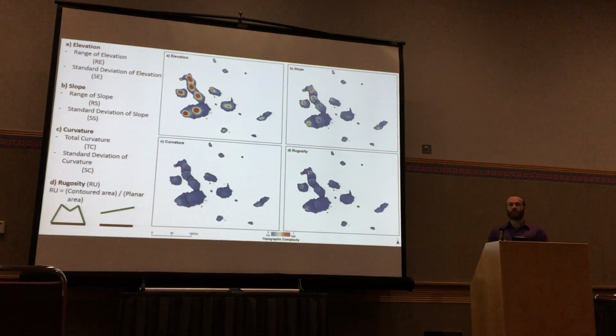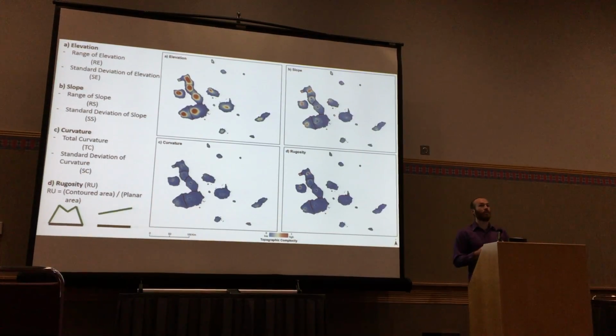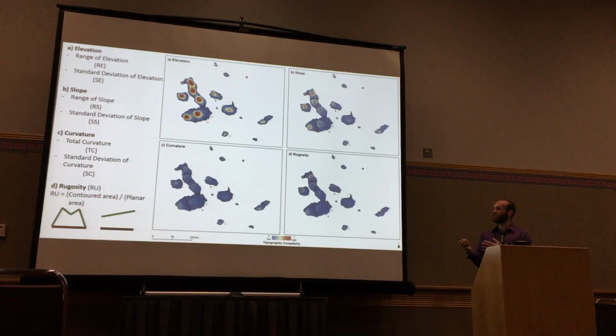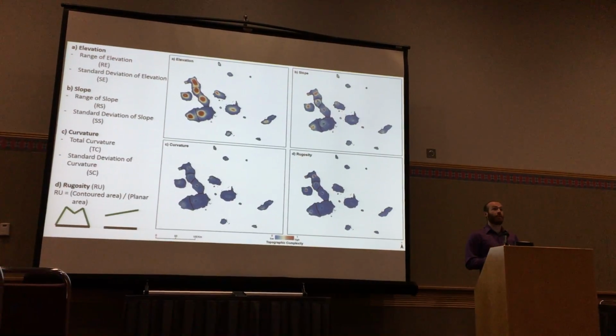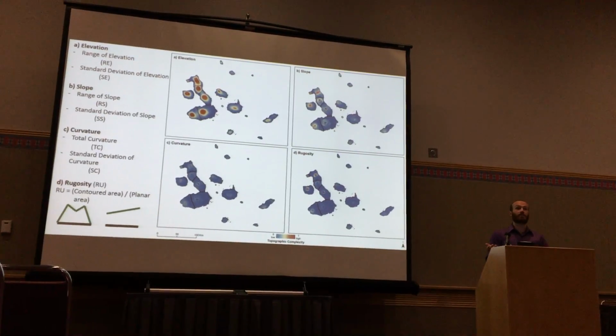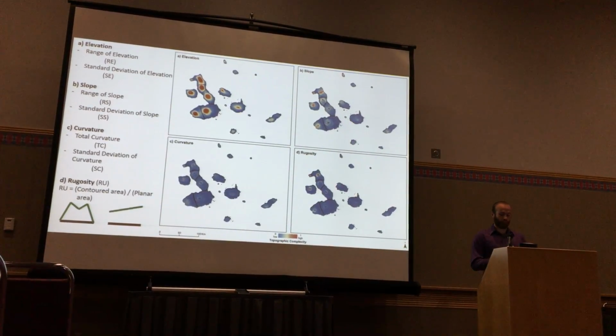Rugosity kind of looks at how peaked your landscape is. So this is looking at the surface area divided by the planar area underneath. On the left, that little example has a higher rugosity than the one on the right.